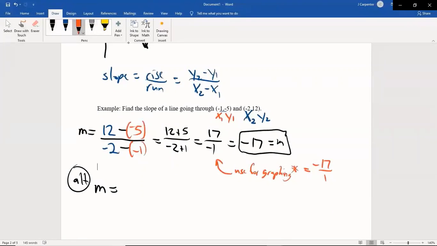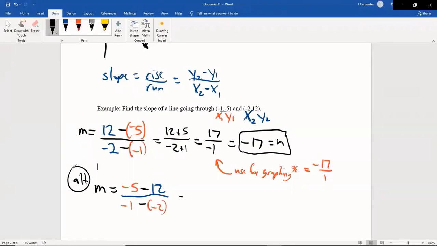So I'm going to go red minus black. So for the y's, I'm going to go negative 5. That was the y1. Then minus the y2. That should have been in black. And then the y2 was the 12. No double negative that time. That's cool. In the bottom, we're going to go x1 minus x2. Negative 1 minus negative 2. Well, that is a double negative this time. Negative 1 minus the negative 2. So that just happens again.